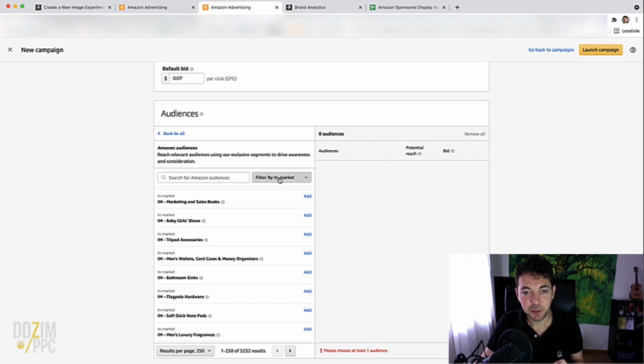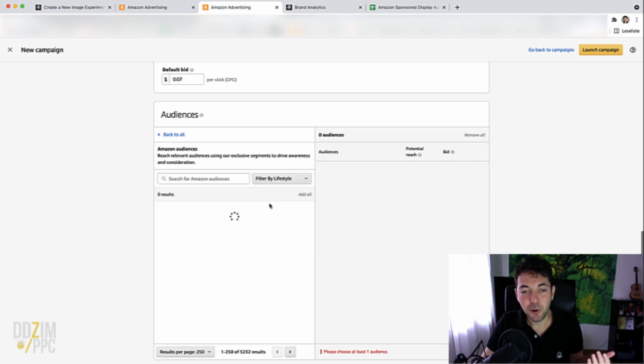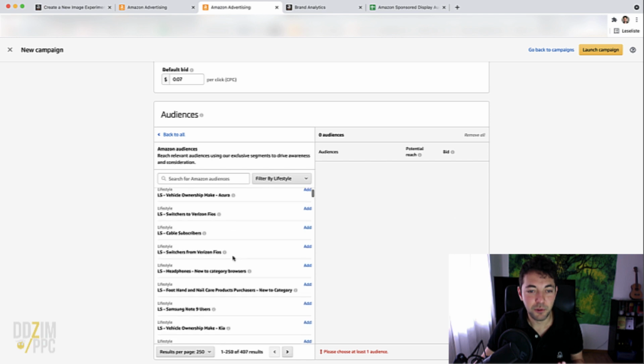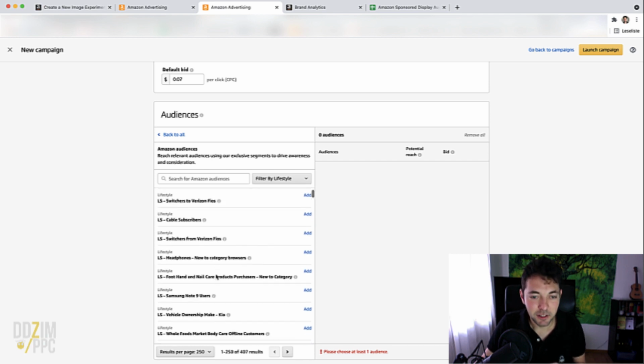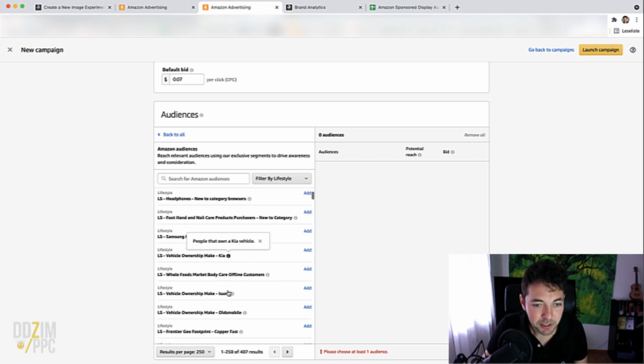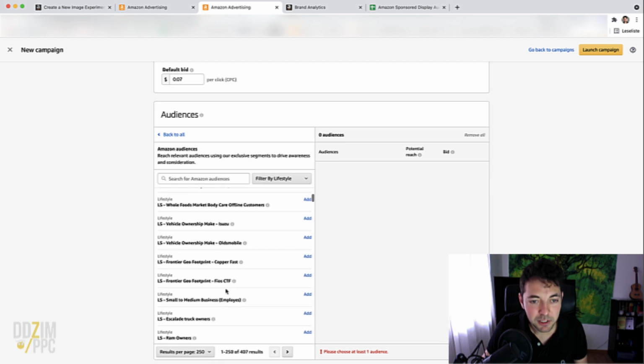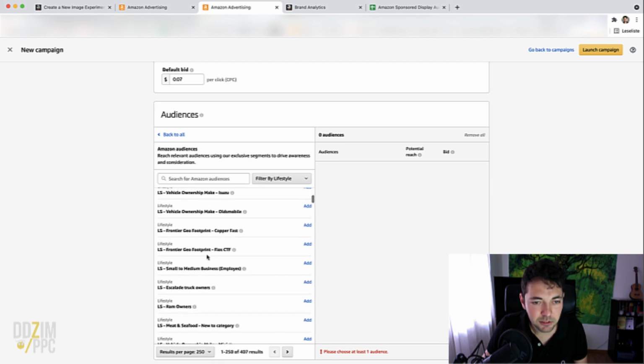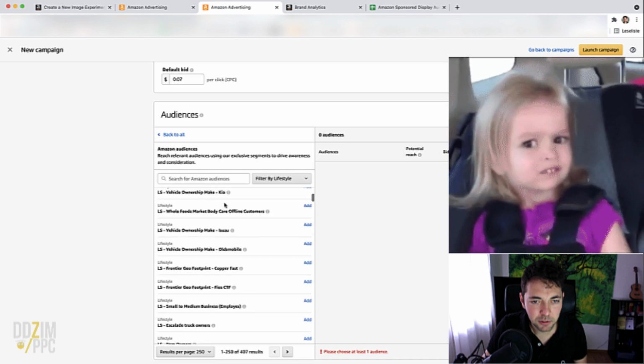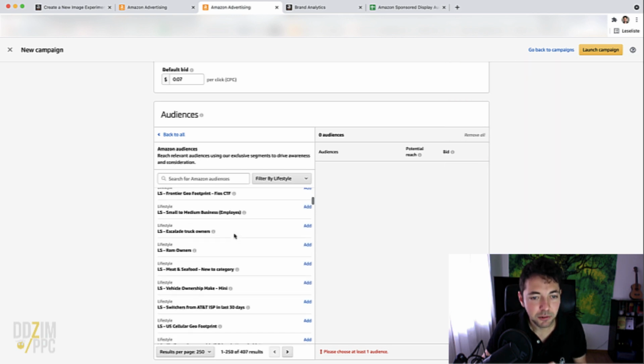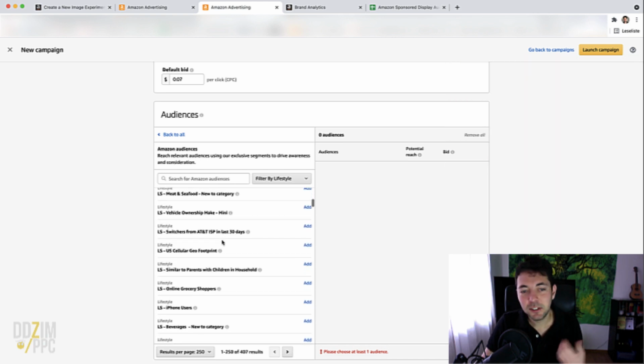Most of you probably won't be familiar with the kind of wordings they're using here. Especially for the other segments, like lifestyle, you don't know what to search for. Let's see, what is there? Vehicle ownership, make, Isuzu, what the hell is that? So, Ram owners, wow. There are lots of wordings in there that you probably wouldn't think of yourself.